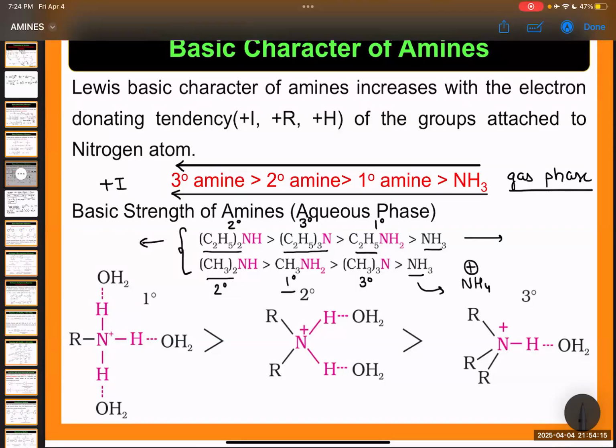Okay. So you need to remember, in water, secondary amines are most basic. For methylamines, the order in water is dimethylamine, methylamine, trimethylamine, and NH3. For ethylamines, okay, the order is diethylamine, triethylamine, ethylamine, and ammonia. So I hope this is clear to you. Got it?